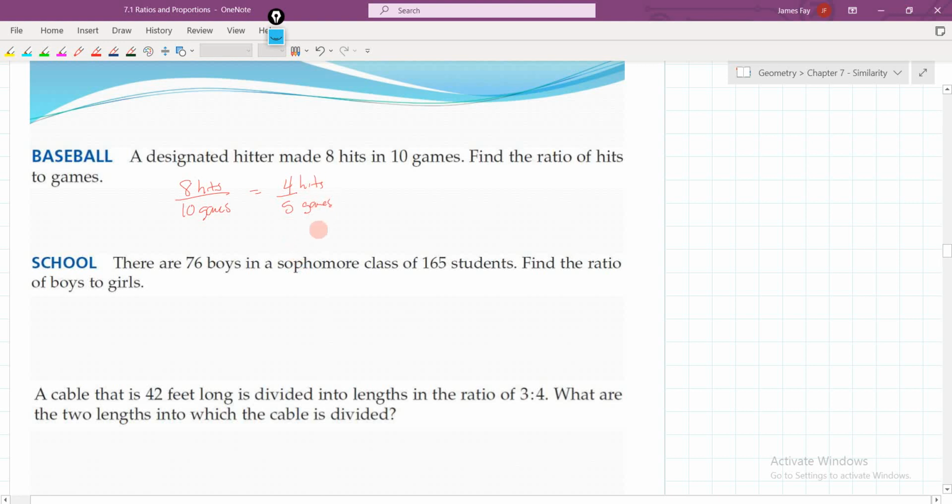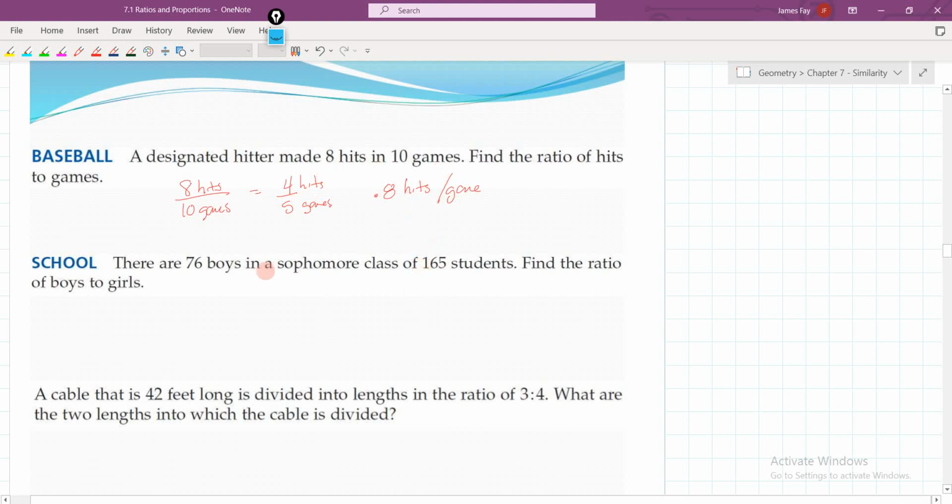This is a situation where even though it is a ratio, I cannot change hits and games to the same unit. It's not a big deal. What we would say is, if I were to put this into a decimal, it's 0.8 hits per 1 game. So I'm getting a little bit less than 1 hit per game if I look at it that way.